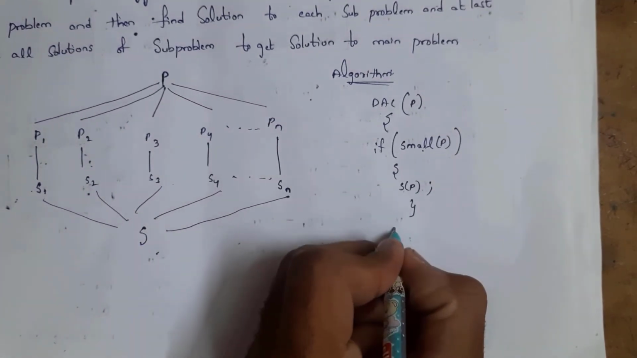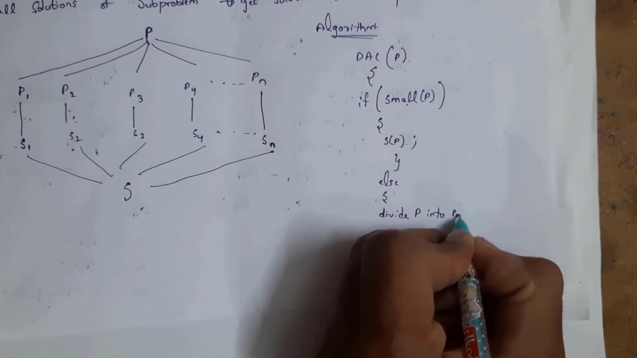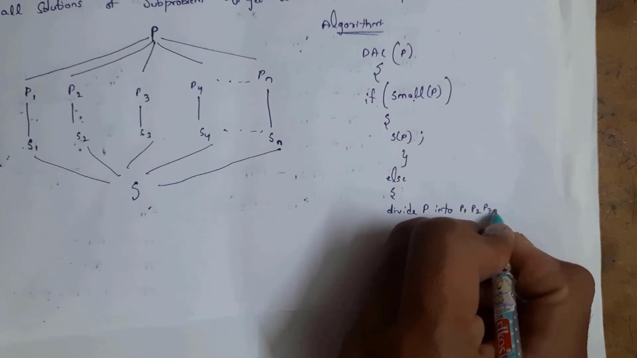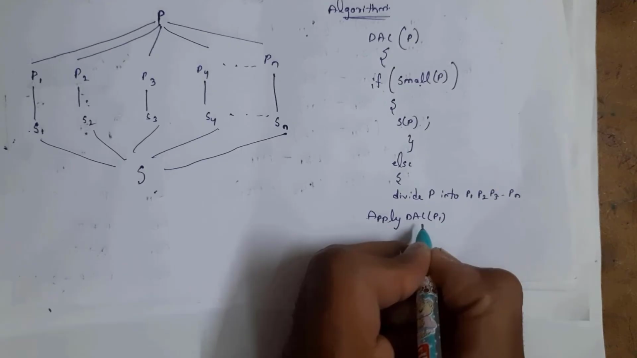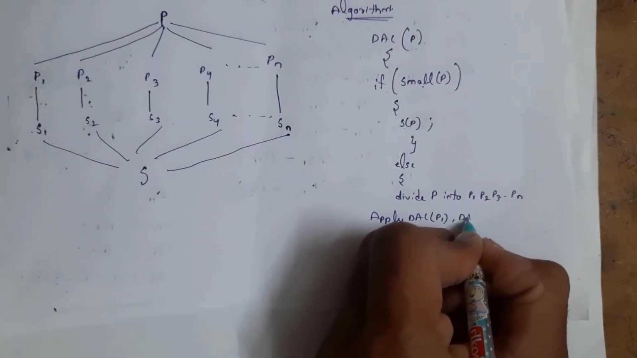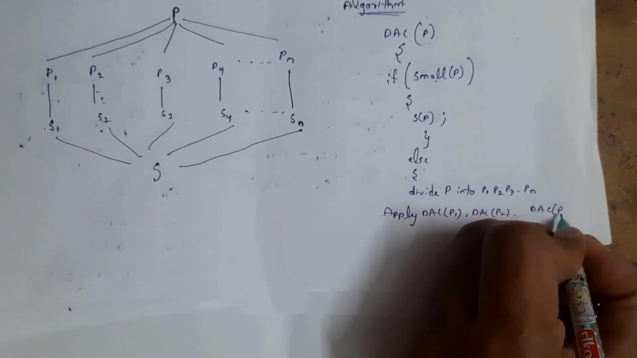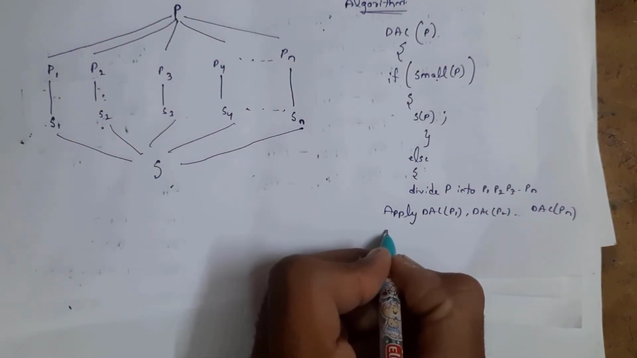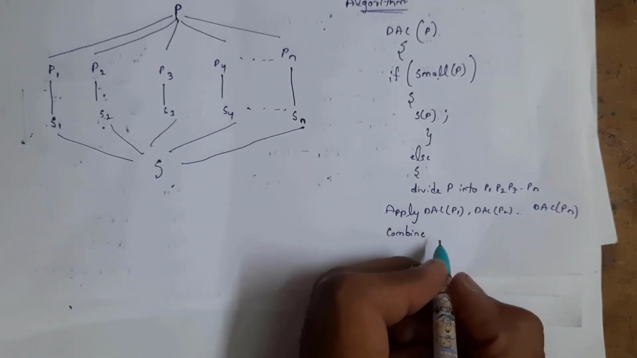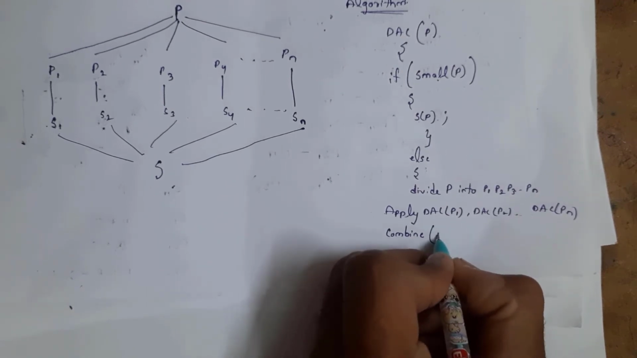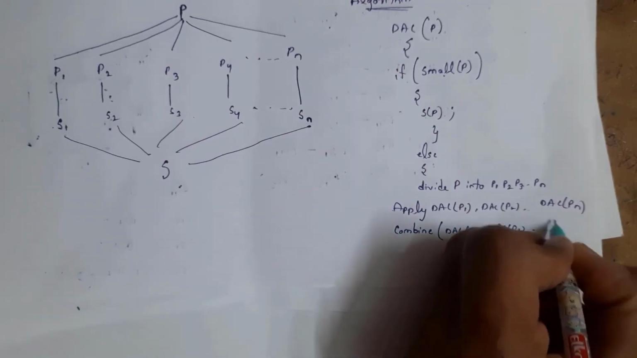Else, if the problem is large, then divide the problem into multiple subproblems, that is P1, P2, P3, and so on, Pn. Apply the divide and conquer strategy to subproblem P1, the divide and conquer strategy to subproblem P2, and so on, up to the divide and conquer strategy of Pn. And after finding the solutions to these subproblems, we need to combine all the solutions of these subproblems. Combine the divide and conquer strategy of P1, that is subproblem P1, P2, and so on of Pn.